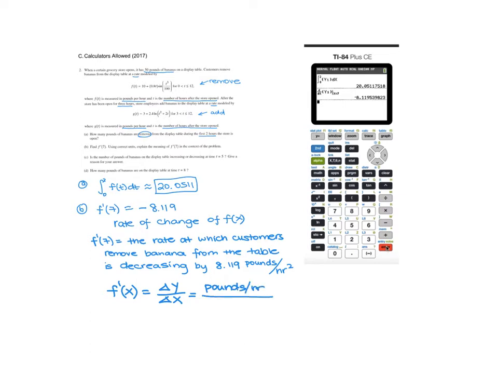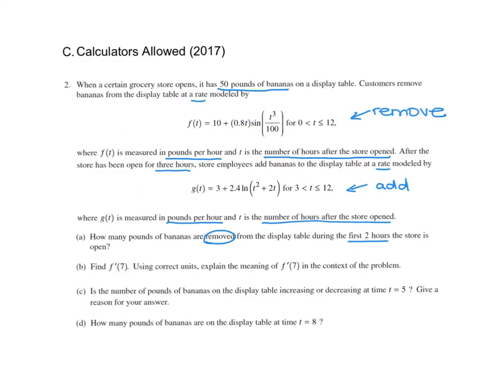And x, which is t in this case, is hour. So if you simplify, it's pounds per hour squared. So now let's move on to part C. Is the number of pounds of bananas on the table increasing or decreasing at the time t equal to 5? And give reason for your answer.